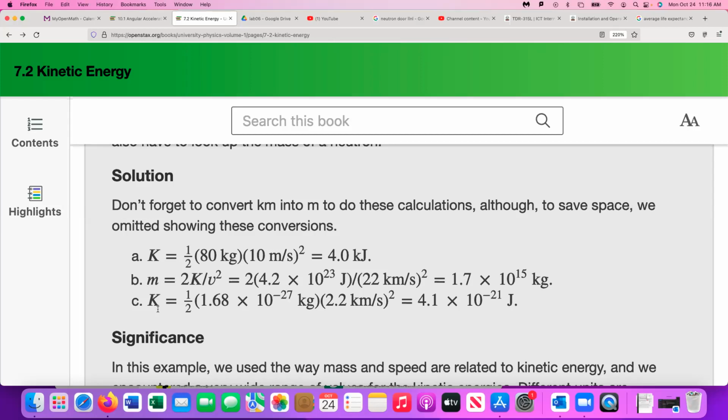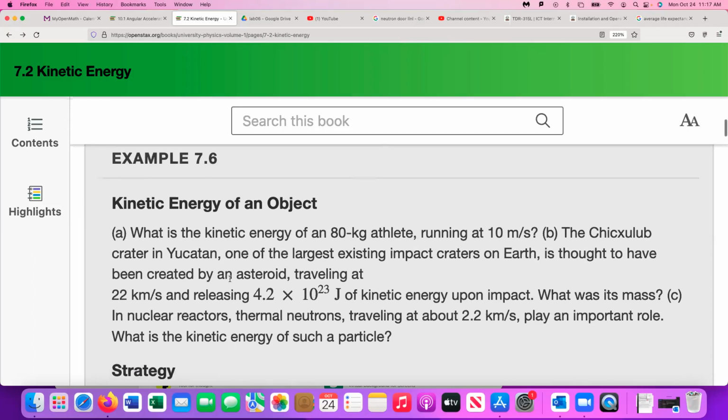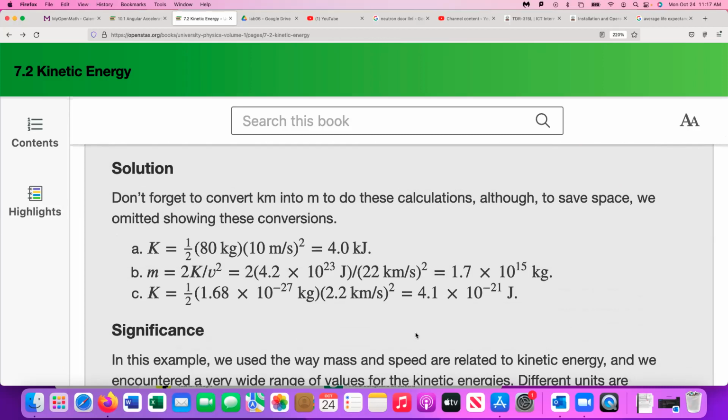And then you have the kinetic energy of the last one, which is nuclear reactors, where thermal neutrons traveling at 2.2 kilometers per second play an important role. What's the kinetic energy of such a particle? So a neutron has a mass of about 10 to the minus 27 kilograms. So a tiny, tiny thing. And here we have 1 half times the mass, 1.68 times 10 to the minus 27 kilograms, times 2.2 kilometers per second squared. These ones have an energy of 4.1 times 10 to the minus 21 joules.